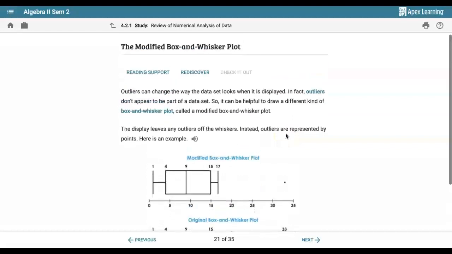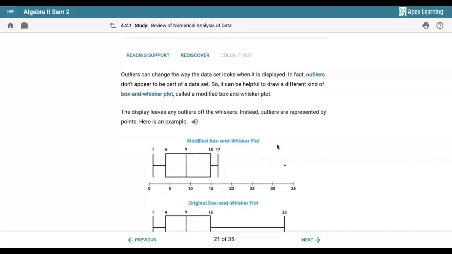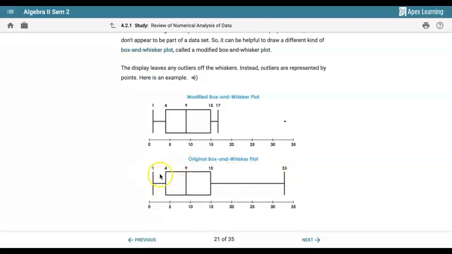So what we would do then is modify our box and whisker plot. I would show you this if we were in person, but there are some programs that automatically do this kind of stuff for you. Being familiar with these notations, especially when you're looking up graphs, is going to be helpful. Basically here, our original box and whisker plot looked like this, but we determined that this point here for 33 was going to be an outlier.